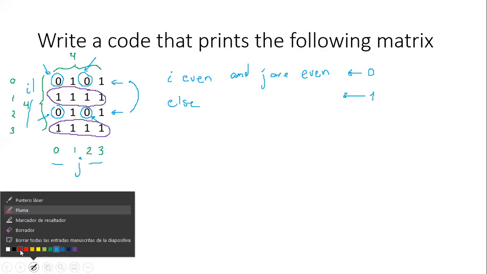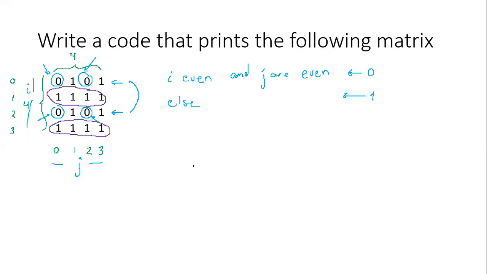But how do we do this kind of stuff in code? We need 2 loops, okay? 2 for loops. The first one is going to be for the rows, and it's going to be the outer. And the second one is going to be for the columns. It's going to be the inner one, yeah? And this is what we call nested loops.